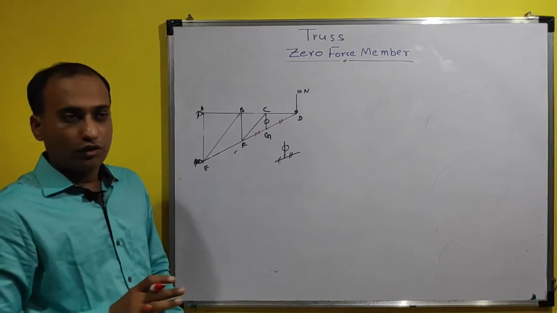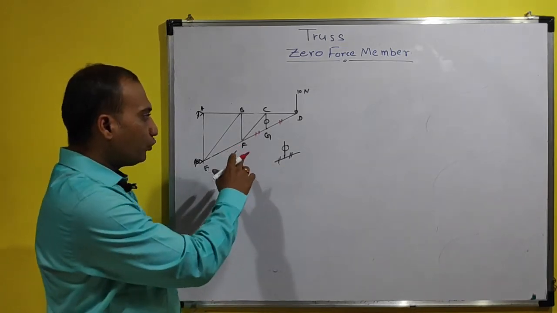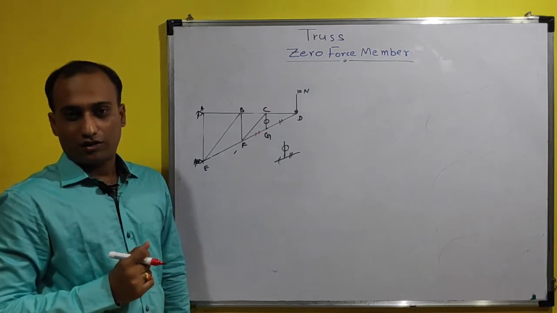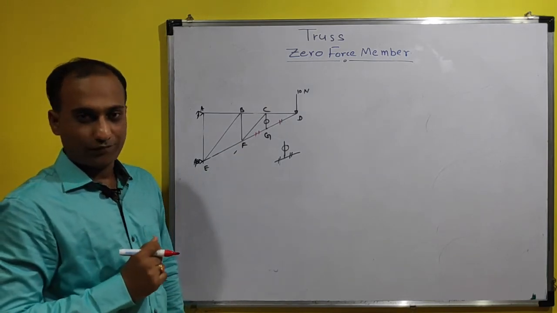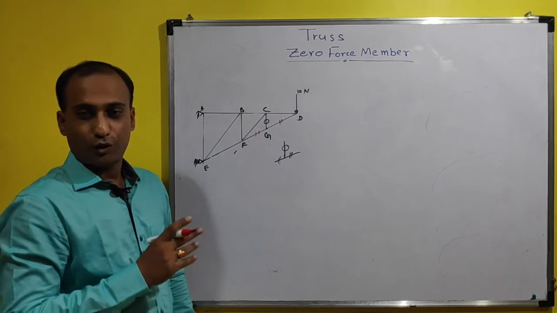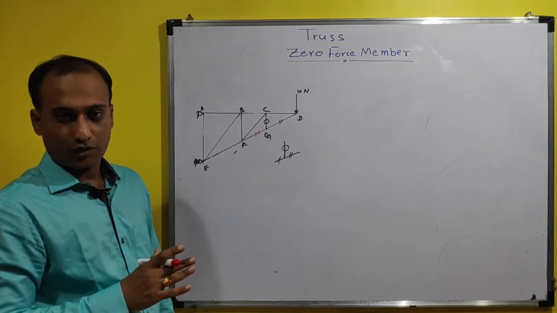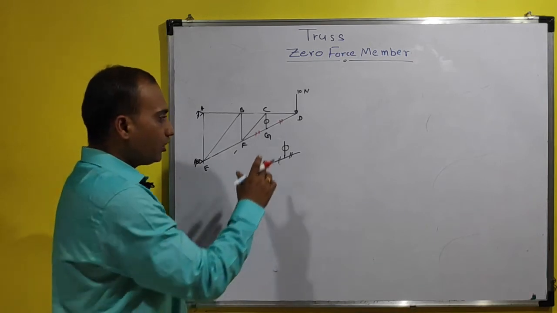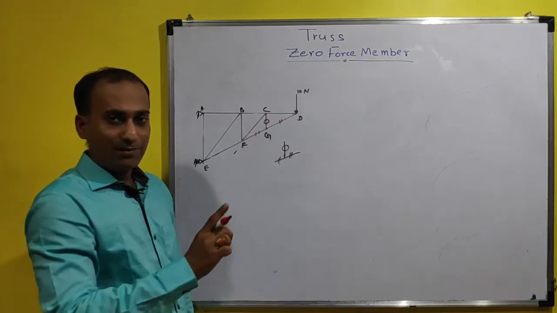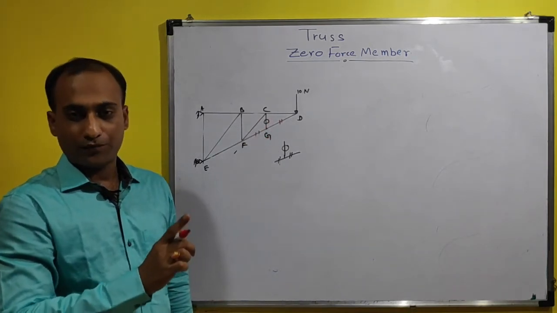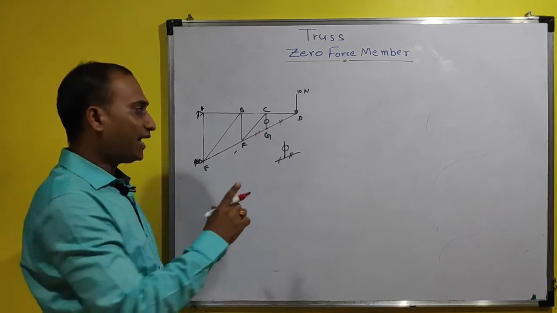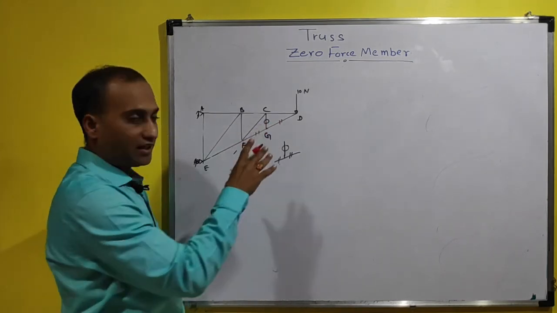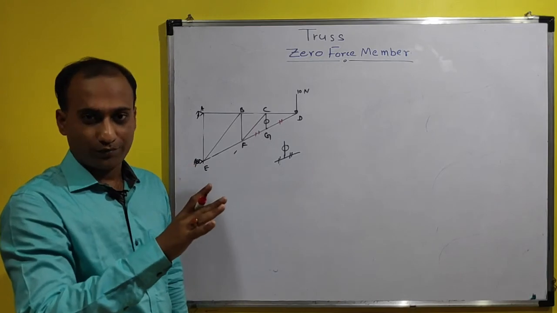Now what do we do? After looking at the figure, we do not see any T joint or a V joint. So here is a very important step. First of all, if you have considered any member as a zero force member, then you have to consider that member is not there in the system. You have to just assume.